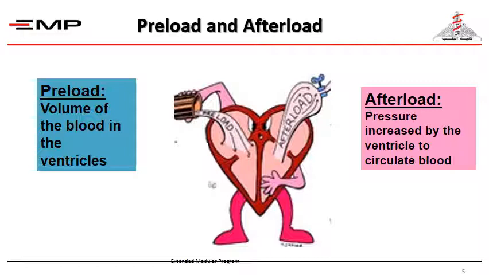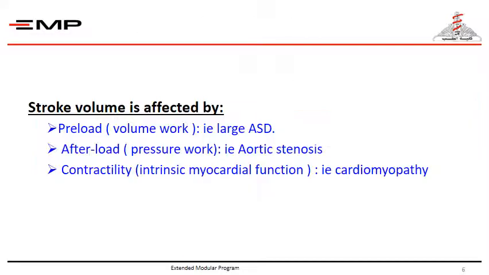What about the afterload? Afterload is the pressure increased by the ventricle to circulate the blood. كل ما البريشر زاد الحمل على القلب الدنيا مقفولة في وشه يقوم هو يعمل مجهود زيادة عشان يتغلب على البريشر ده فممكن ده يسبب heart failure. يعني stroke volume is affected زي اللي احنا ذكرناهم قبل كده. Preload زي large ASD أو fluid overload. Afterload زي aortic stenosis or hypertension. Contractility, like in cases of cardiomyopathy or myocarditis, the contractility is affected.